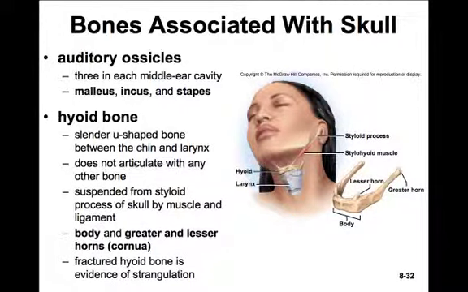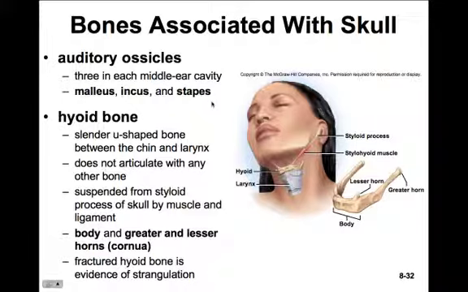So there are a few other bones that are associated with the skull, but not attached to it. First of all, the auditory ossicles. The auditory ossicles are three tiny little bones that are inside the middle ear cavity. They're named the malleus, the incus, and the stapes, or the hammer, anvil, and stirrup, translated.